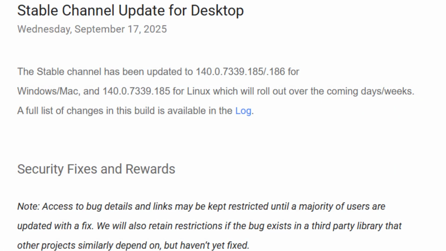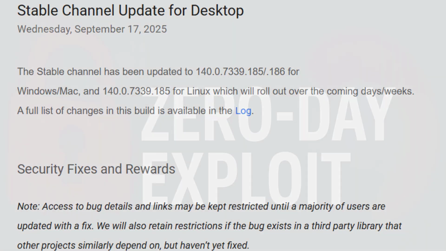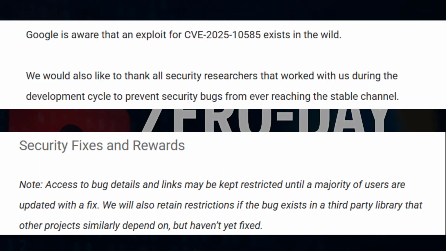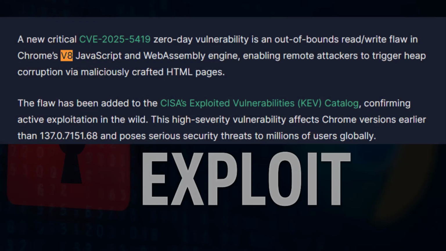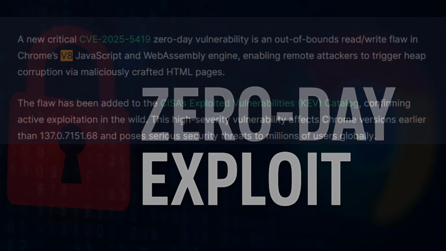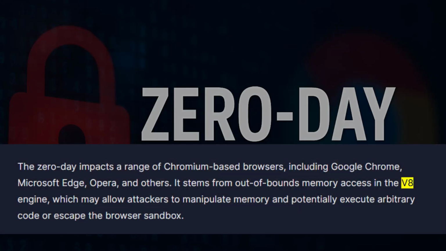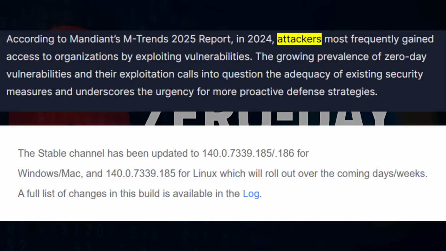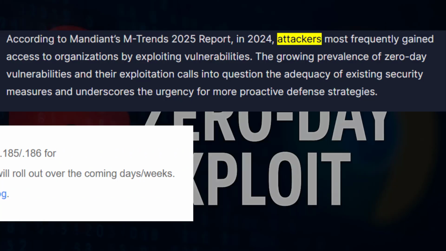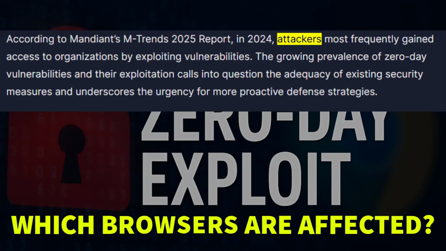Now, what happened is on September 17, 2025, Google pushed an emergency Chrome update to fix CVE-2025-10585. This is a type confusion bug in Google Chrome's V8 JavaScript engine that's being exploited in the wild. Because V8 is the JavaScript engine used by Chromium-based browsers, attackers could run code by simply getting you to open a malicious page. Google released stable channel build 140.0.7339.185/.186 to fix it.